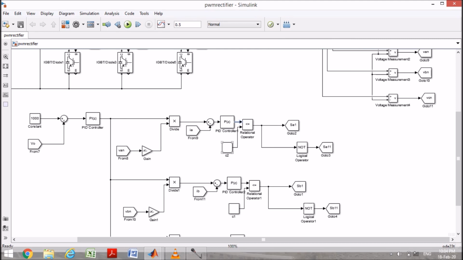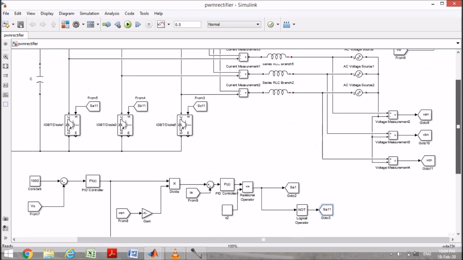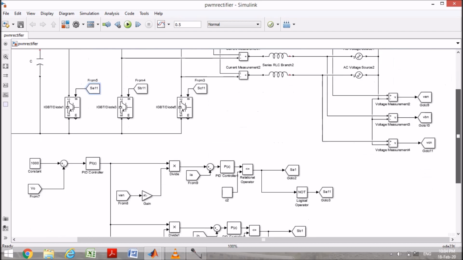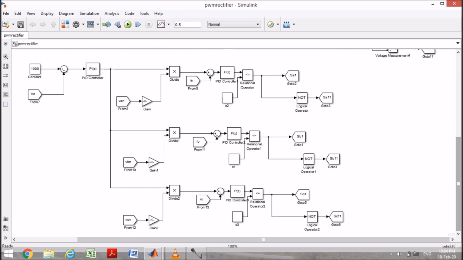This modulating waveform is compared with this triangular waveform. This is a triangular wave, so this is a comparison. Then we will get the pulses. This is SCA1 and this is SCA11, that means in the first leg. Similarly for the next two legs, the next two phases.